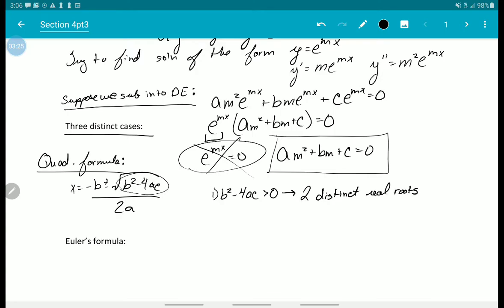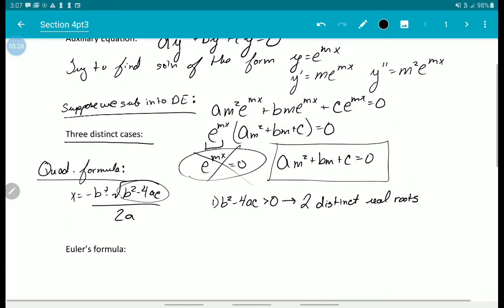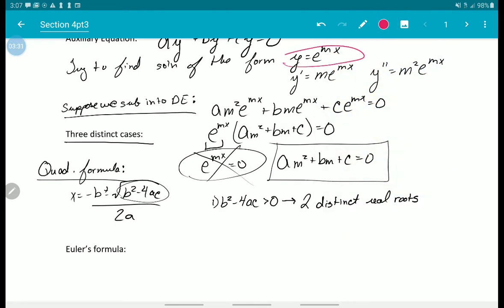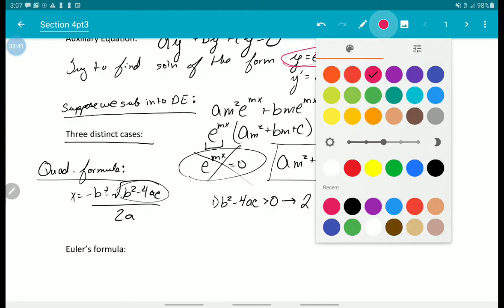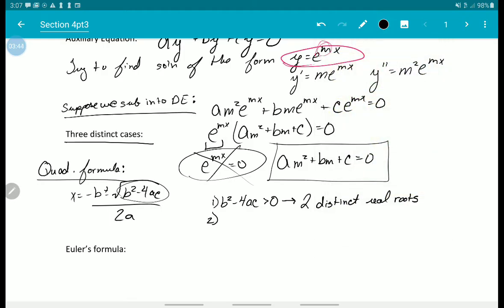Which means that, going back to this differential equation, we're going to have two solutions to the differential equation, and that's going to be in the exponential form that will satisfy this differential equation. We will know m values in this case. The other option is that b squared minus 4ac is equal to 0. And if it's equal to 0, we're going to have one distinct root. Distinct means different. A lot of times we call that a double root.